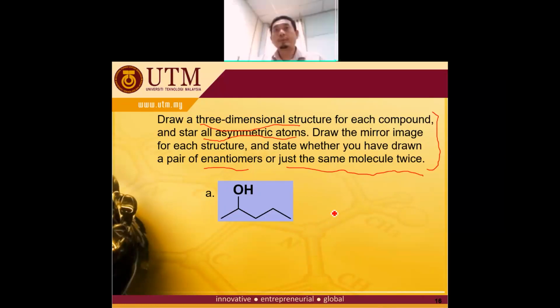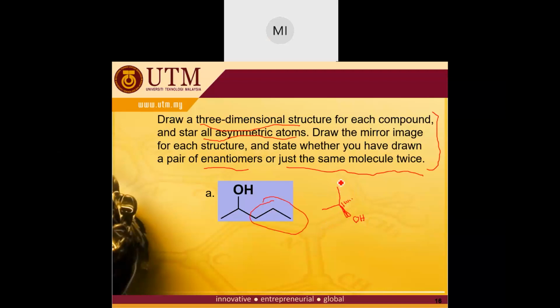Okay, so this is 1, 2, 3 on the plane. One is toward us, another one is away from us. It's an OH group, so we can put this group here. Then CH2, CH2, and CH3, right?